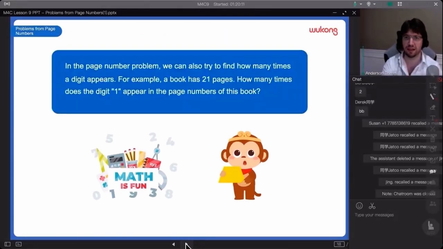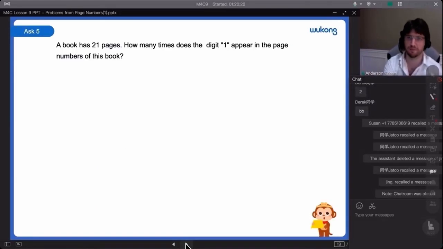In a page number problem, we can also try to find out how many times a digit appears. For example, suppose a book has 21 pages. How many times does the digit 1 appear in the numbers in this book? All right, so now this is a totally different sort of problem. We're counting how many times a particular digit appears. Remember that it can appear in the ones place, or the tens place, or the hundreds place, and so on. So we'd have to count the number for each place. So here's an example. A book has 21 pages. How many times does the digit 1 appear in the page numbers of this book?